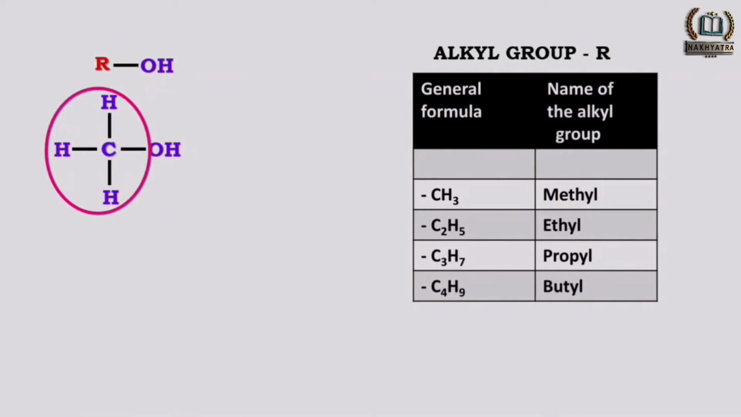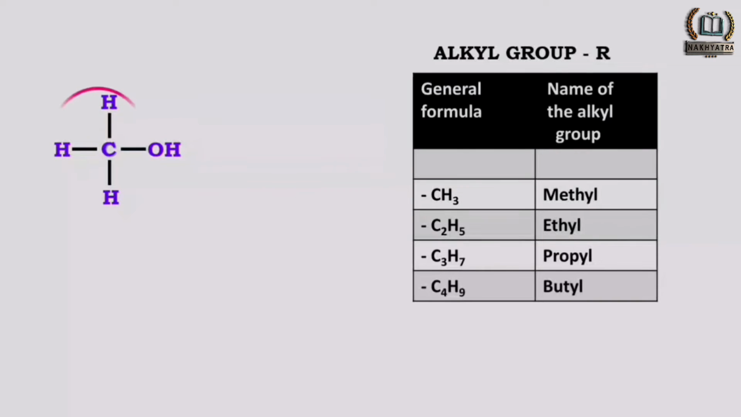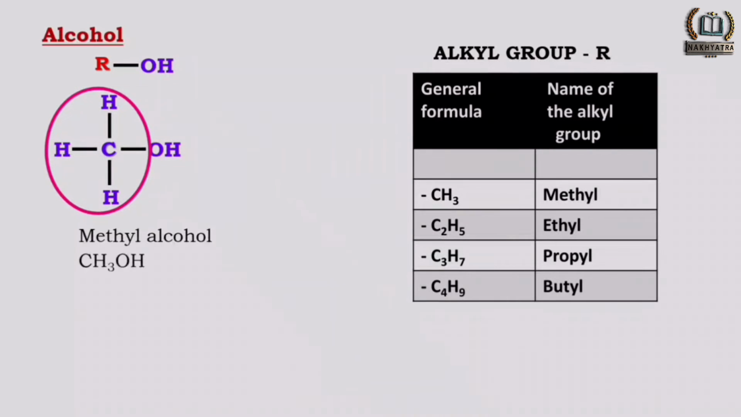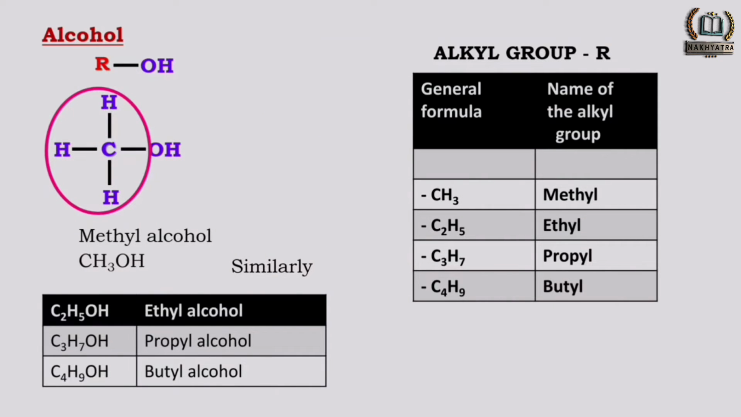So here R is your alkyl group, represented by R, and OH is your alcohol group. As I told you, these compounds are called alcohols. So methyl alcohol has the formula CH3OH. Clear, everyone? The compound name is methyl alcohol. Similarly, C2H5OH is ethyl alcohol, C3H7OH is propyl alcohol, and C4H9OH is your butyl alcohol.